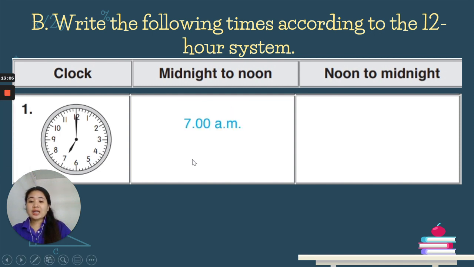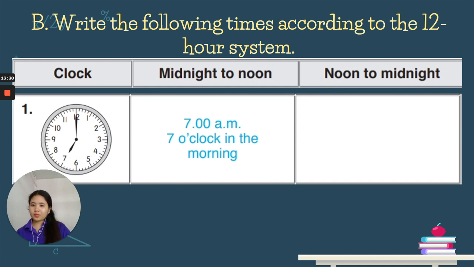Okay, so if you write that one, that is 7. Again, in the 24-hour system, we need to write in 4 digits. But in the 12-hour system, you don't have to because we don't add 12. So that is 7 a.m. If you write that in words, that is read as 7 o'clock in the morning. This is read not as 0, 0, but as o'clock. Off the clock. 7 o'clock in the morning.